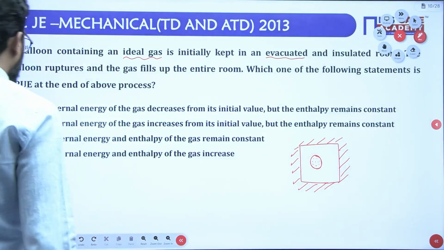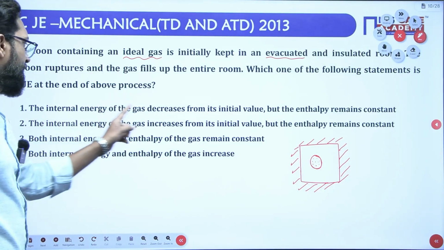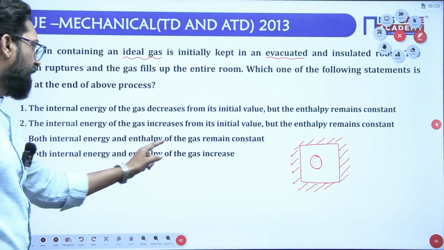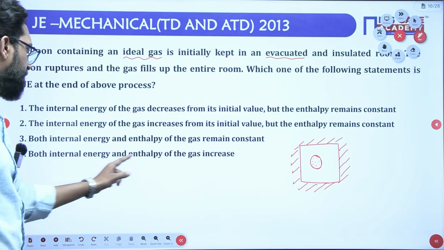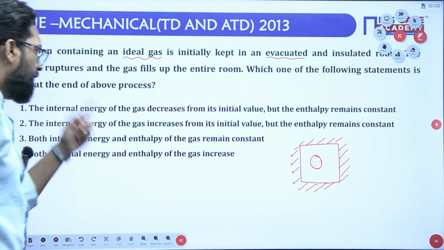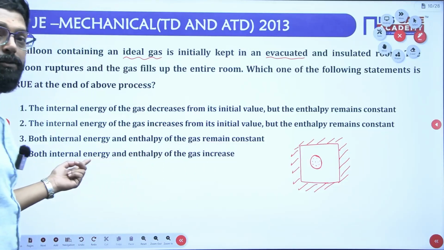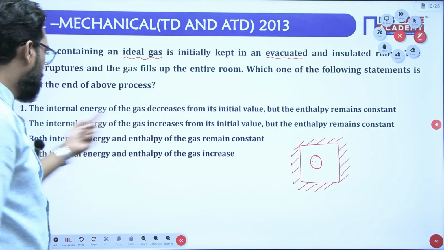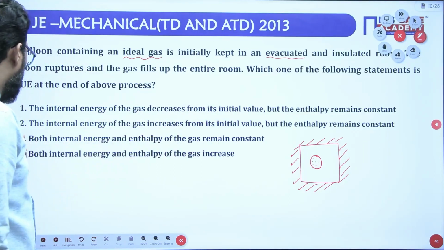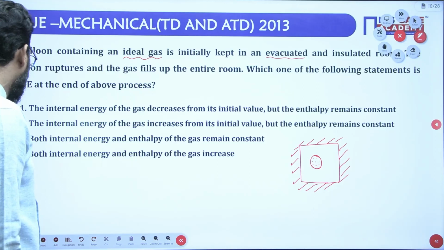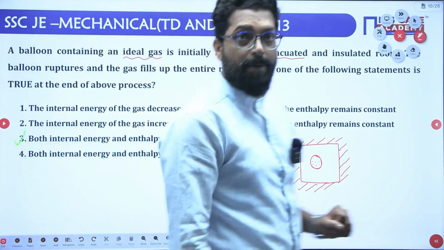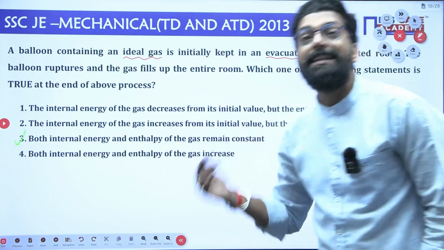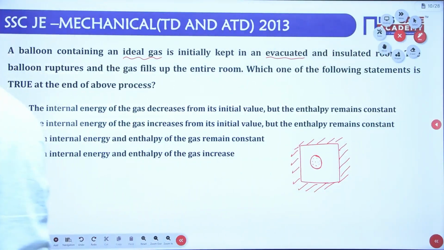Check that. The first option is wrong. Why? Because it says the internal energy decreases, which is wrong. Internal energy increases, wrong. Both internal energy and enthalpy increase, wrong. So see, there is one option in which the internal energy is constant. So option C is correct, because in option C the internal energy remains constant. Now we'll check whether the enthalpy is constant or not. That is the very important thing.